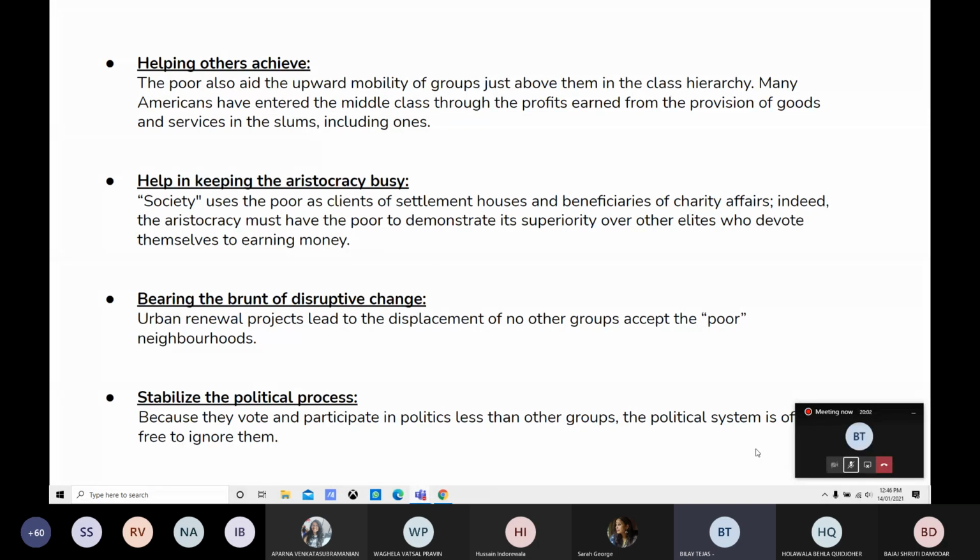The next point, he says that urban renewal projects lead to the displacement of no other groups except the poor neighborhoods. Being powerless, they can be made to absorb the costs of change and growth in the society. In the final point, he says that the poor stabilize the political process. Because they vote and participate in politics less than other groups, the political system is often free to ignore them. Moreover, he also says that since they can rarely support Republicans, they often provide the Democrats with a captive constituency.